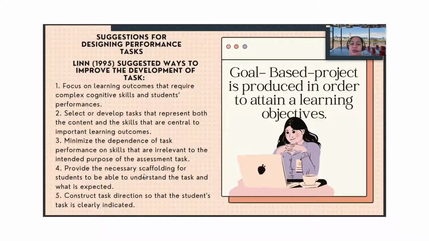Next is construct task directions so that the student's task is clearly indicated. This is also one of the most important things. Sometimes we provide tasks without telling the students what they need to do. So it is important that we have clear and concise directions that they can understand more easily, to make sure there is no misunderstanding. We must provide the correct direction for that specific task.